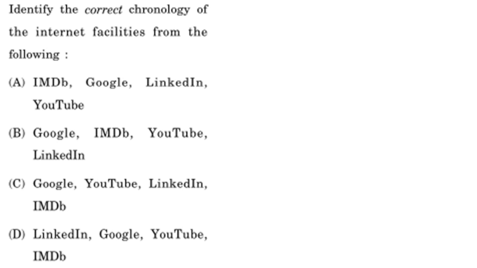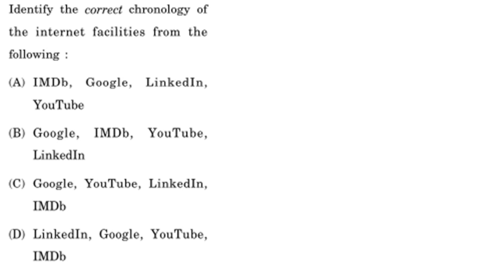Now they have asked us to arrange the correct chronology for the internet facilities from the following. So friends, I'll tell you, IMDb is a movie database. Google is the internet company which also looks after cloud computing and other businesses. LinkedIn is a social networking site with focus on the job related market, and YouTube is a video sharing website.